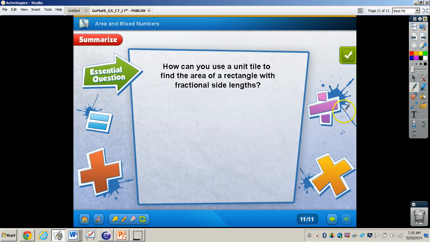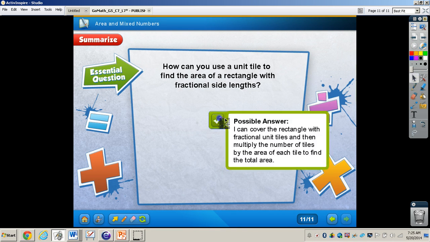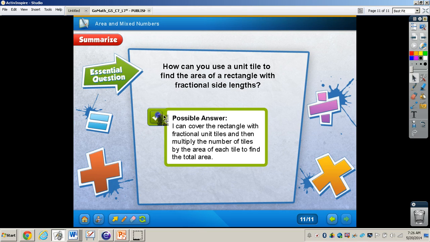And as we wrap up this video, we are going to take a look at the essential question, which is: how can you use a unit tile to find the area of a rectangle with fractional side lengths? What you can do is cover the rectangle with fractional unit tiles and then multiply the number of tiles by the area of each tile to find the total area.